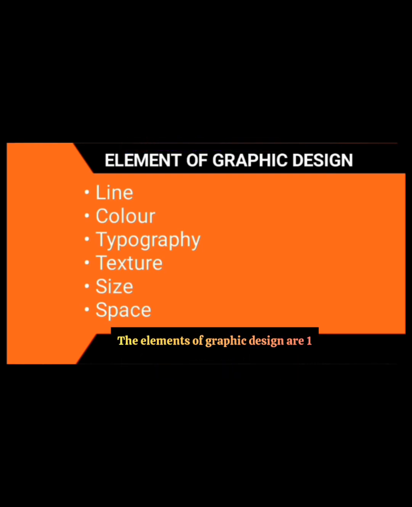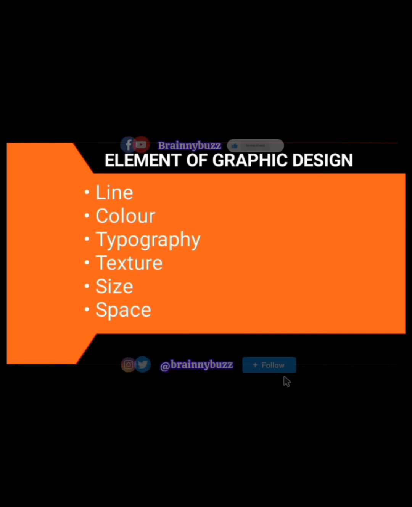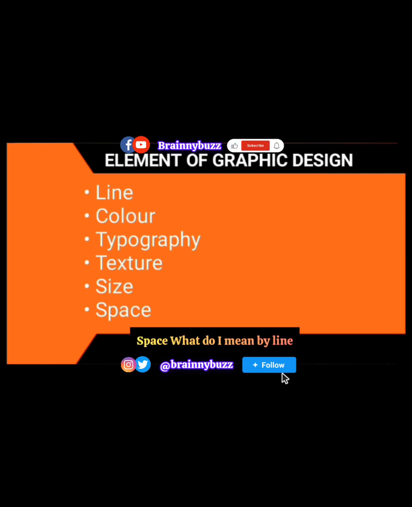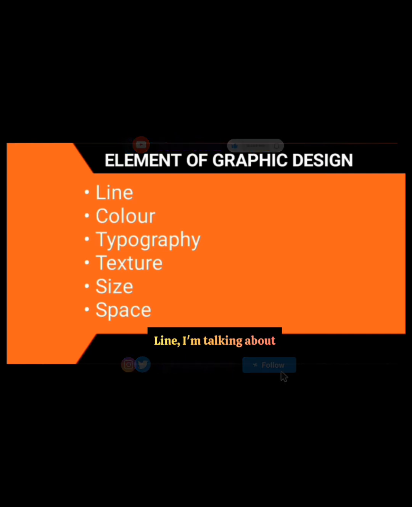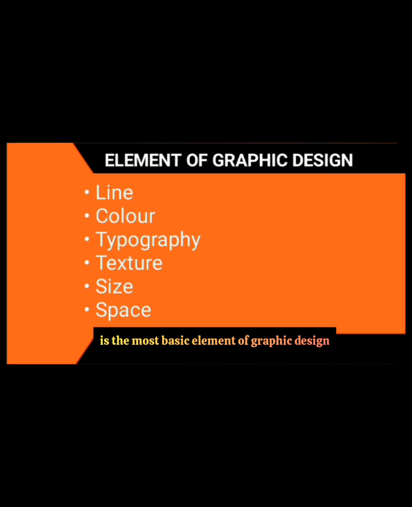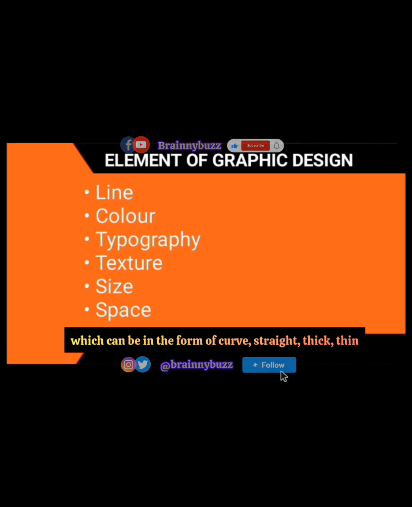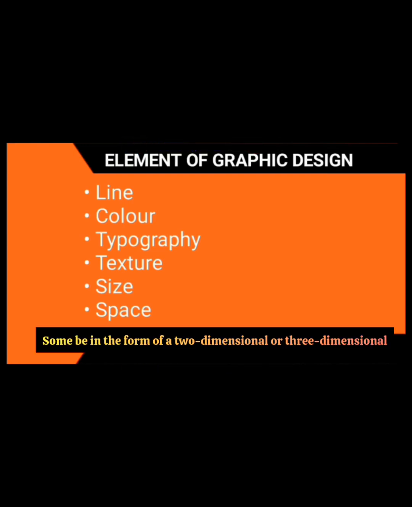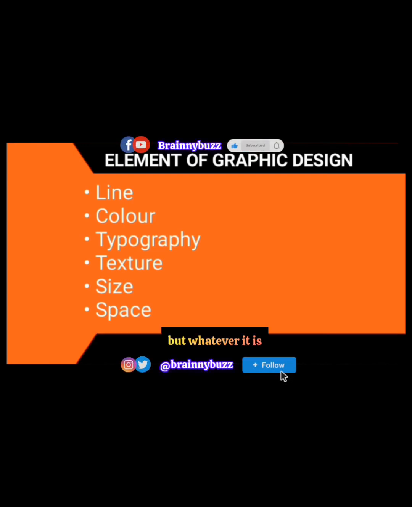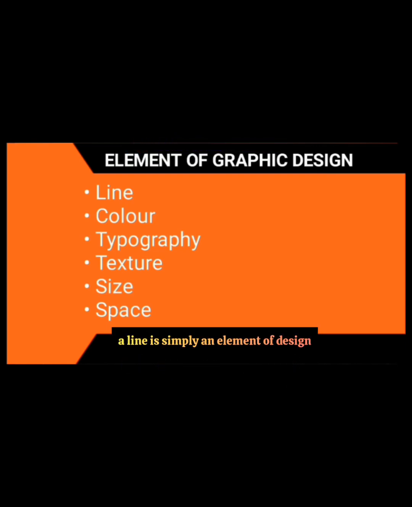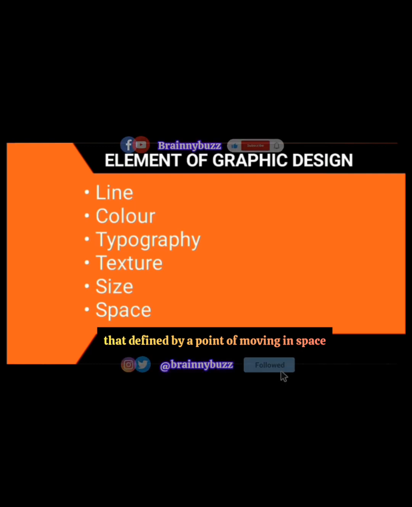The elements of graphic design are 1. Line. 2. Color. 3. Typography. 4. Texture. 5. Size. 6. Space. What do I mean by line? Line is the most basic element of graphic design, which can be in the form of curved, straight, thick, or thin. It can be two-dimensional or three-dimensional, but whatever it is, a line is simply an element of design defined by a point moving in space.